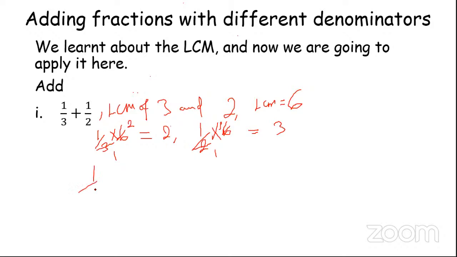Then we come and say 1/3 plus a half is equal to 2 plus 3 divided by 6. And this will be equal to 5/6. Thank you, Esther. Anyone with another approach?